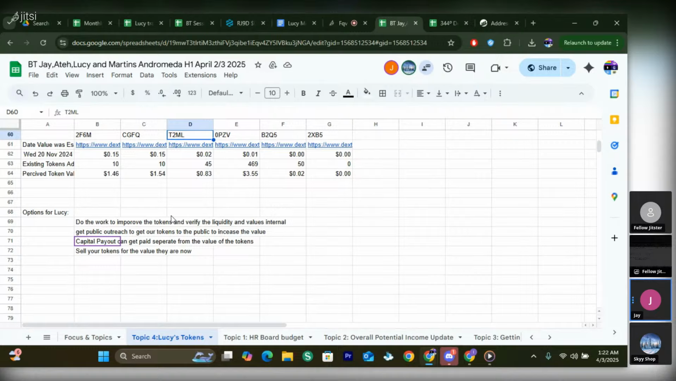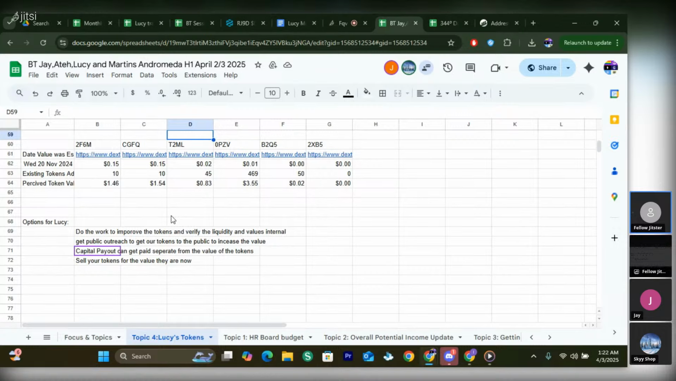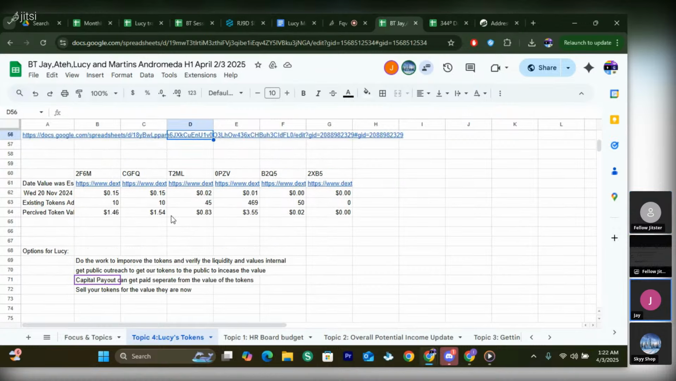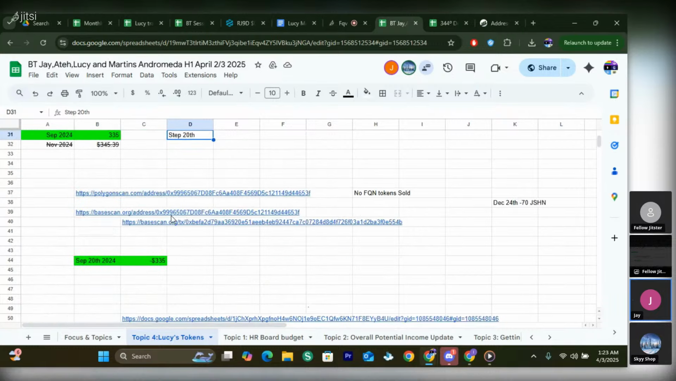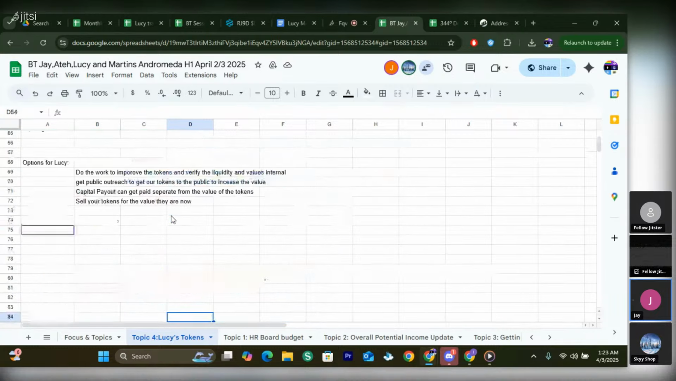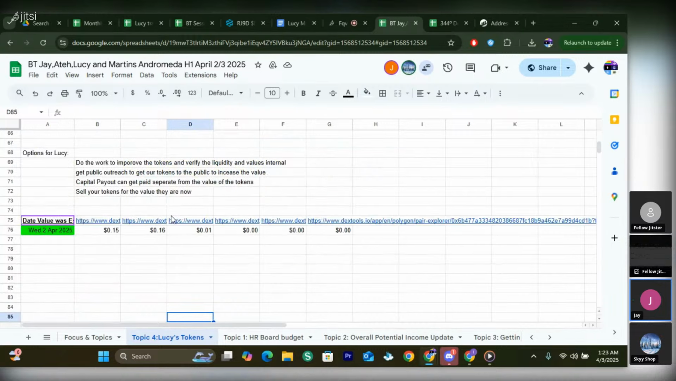So I updated the estimated values for April 2024, and mainly it's just T2ML went down in value a lot, almost a 50% cut, right? Anyways, the point is that all of these things can be calculated based on the verifiable amounts. It's not something that is not verifiable, right?